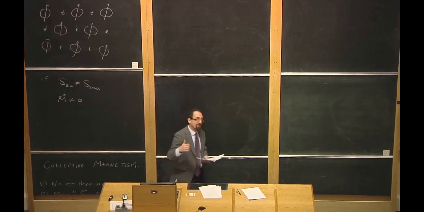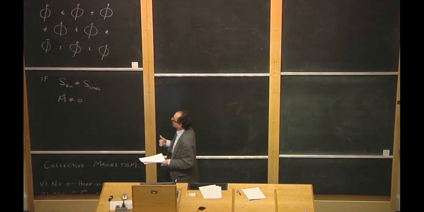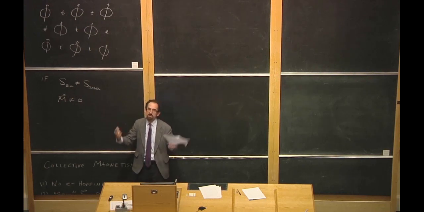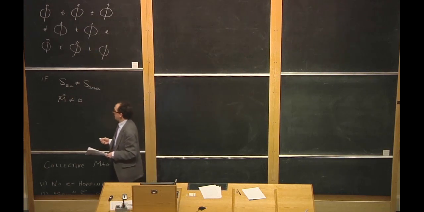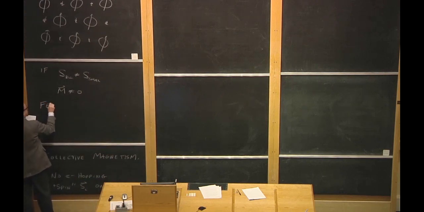So even though you have antiferromagnetic coupling and each neighboring spin wants to point in an opposite direction, you get a net magnetization left over because some of the spins are bigger than the other spins. And this is what is known as ferrimagnetism. Ferrimagnetism.